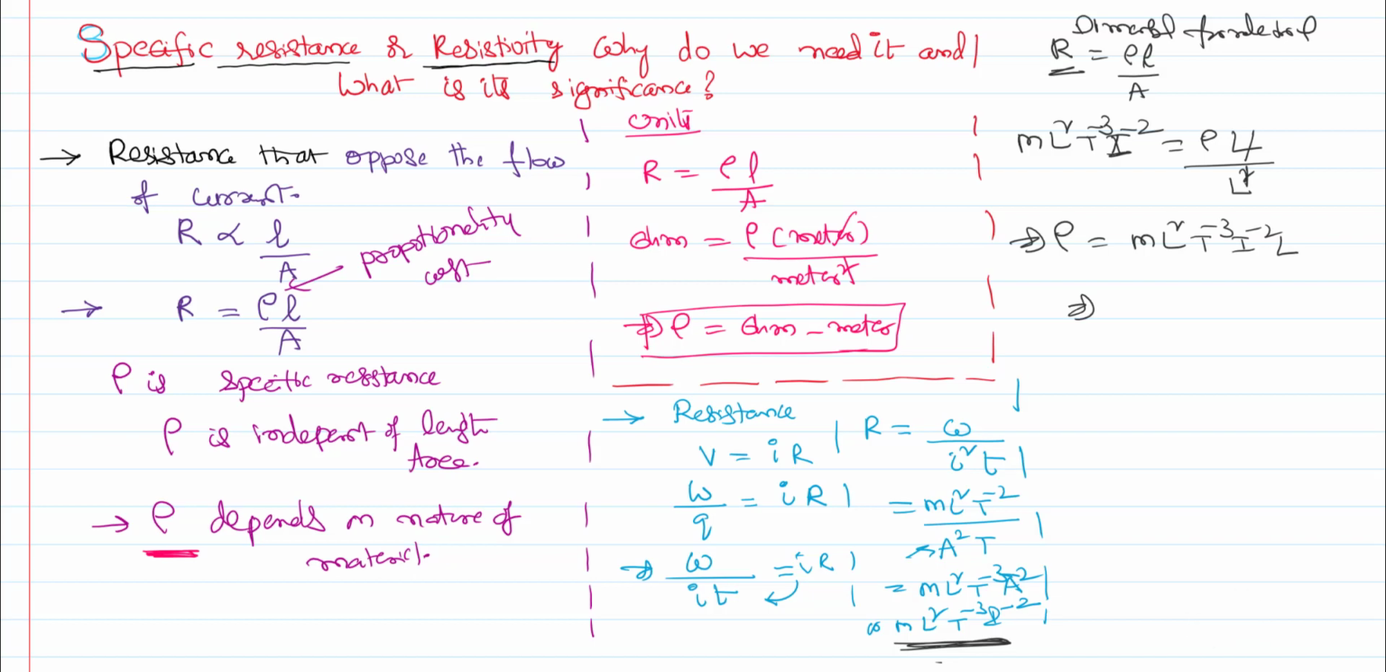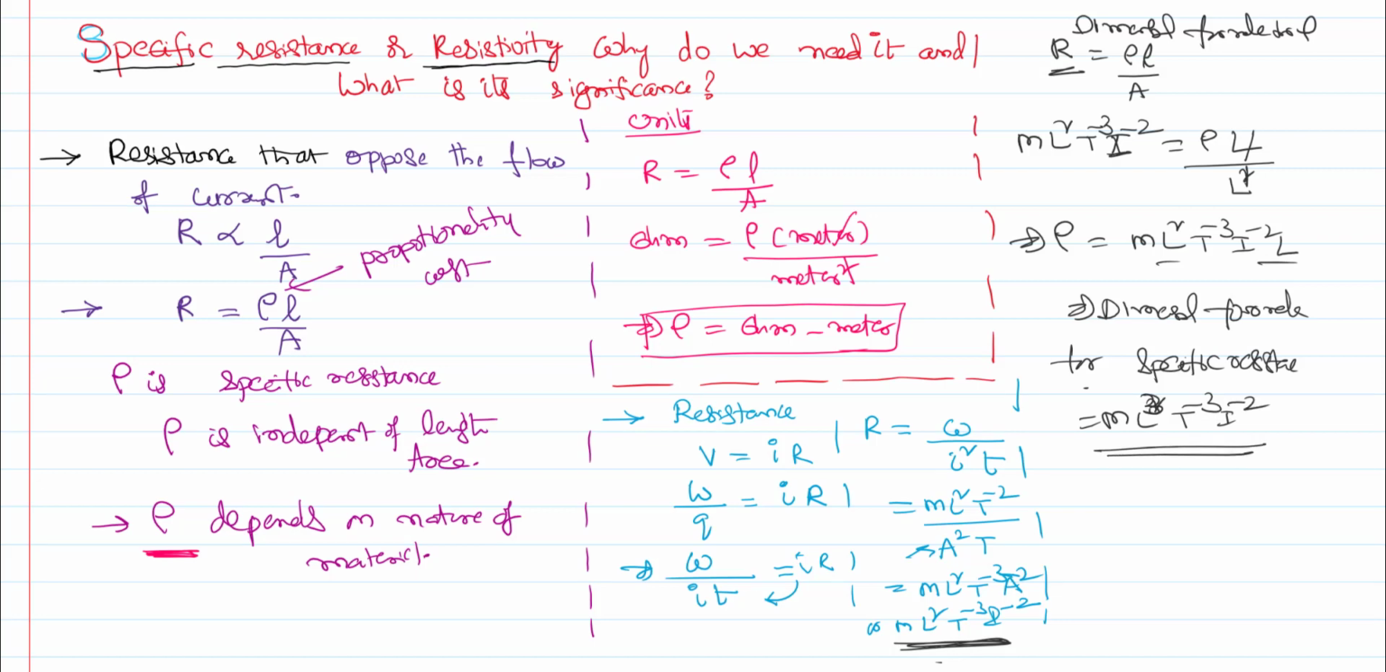So the dimensional formula for specific resistance or resistivity is M L square T power minus 3. L square and L is there, so L power 3, and I power minus 2. That's how we can talk about specific resistance. That's it.